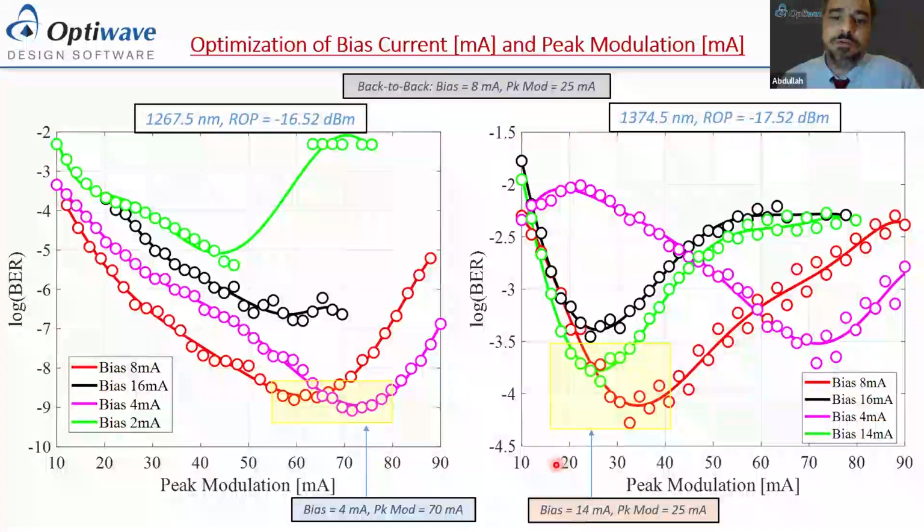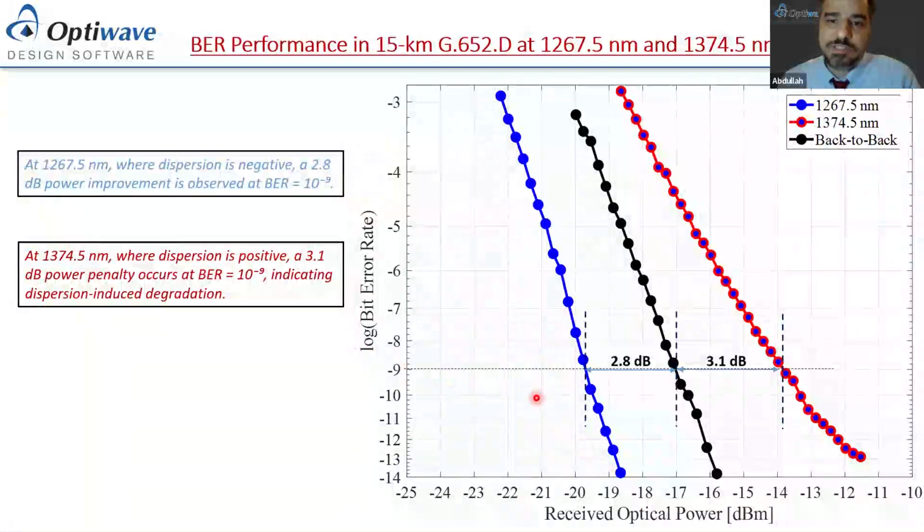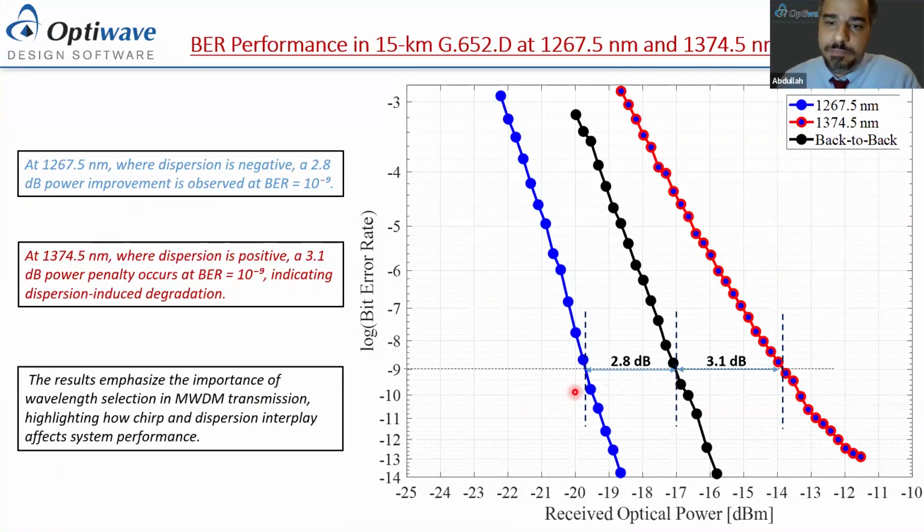Now, combining those together and actually running the simulations, you can see that relative to the back-to-back performance, at 10 to the negative 9 bit error rate, OptiSystem does actually predict the same physics that Dr. Chen has demonstrated experimentally, which is a benefit of 2.8 dB at 1267.5 nanometers and a penalty at 1374.5 nanometers.